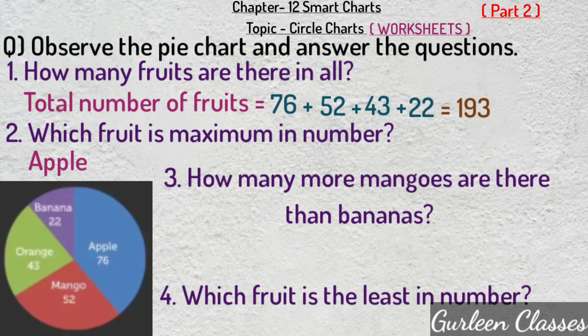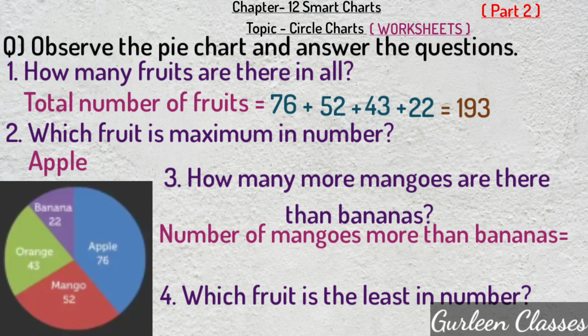Next, how many more mangoes are there than bananas? Number of mangoes more than bananas is equal to number of mangoes are 52 and number of bananas are 22. 52 minus 22 is equal to 30. So 30 more mangoes are there than banana. Next question, which fruit is the least in number? As you can see, banana occupies smallest segment in the pie chart, so the answer is banana.